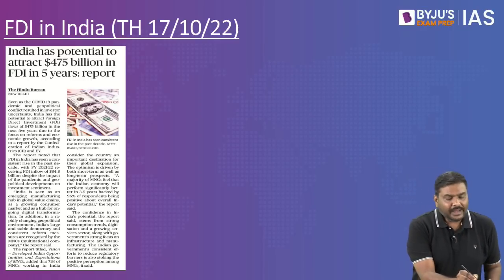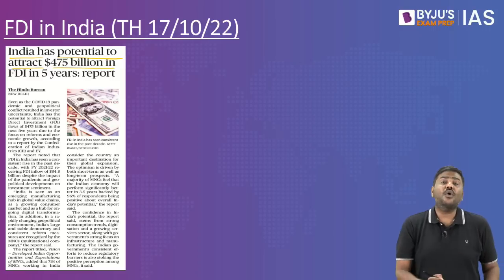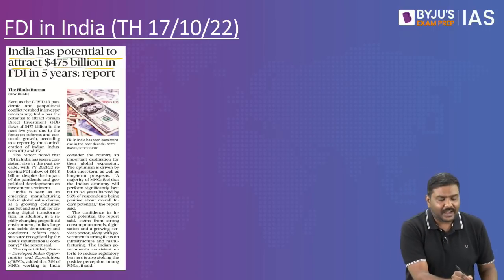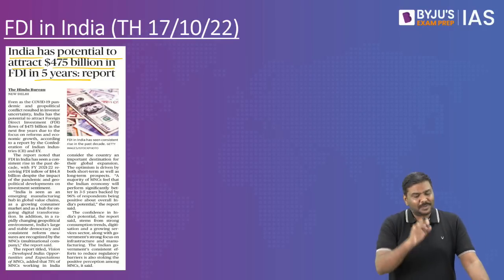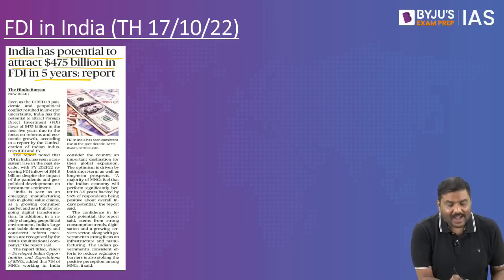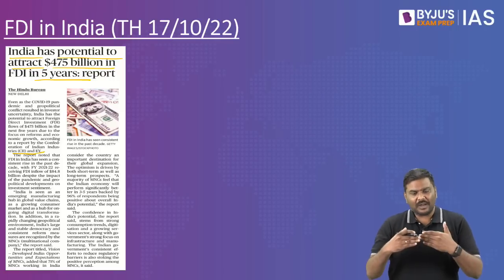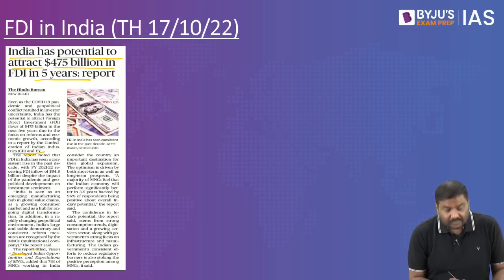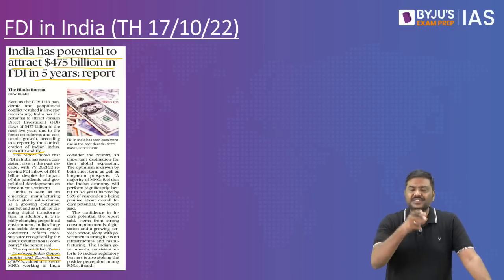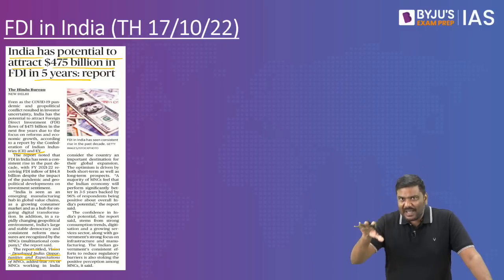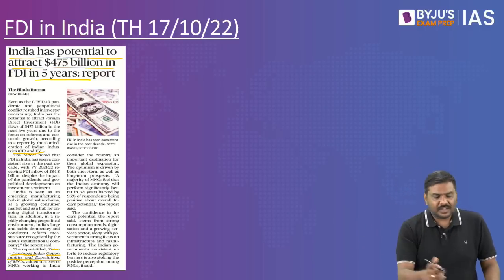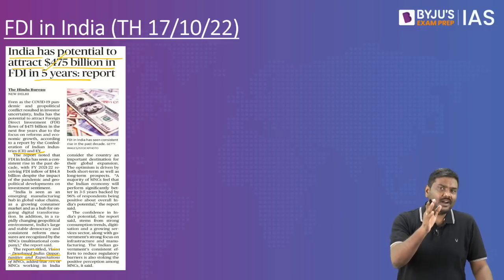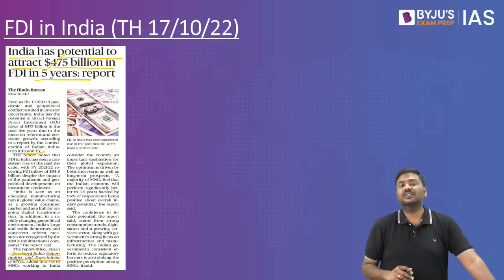Next article: India has the potential to attract $475 billion in FDI in the next 5 years. This is as per the report published by CII, Confederation of Indian Industry, and Ernst & Young, EY. Both of them have collectively published a report, and this report, titled Vision Developed India, Opportunities and Expectations of MNCs, states that looking at certain parameters, the Indian economy in the next 5 years will be able to attract more than $475 billion worth of FDI.